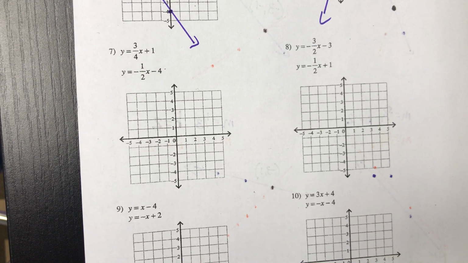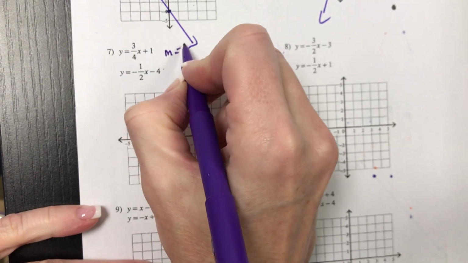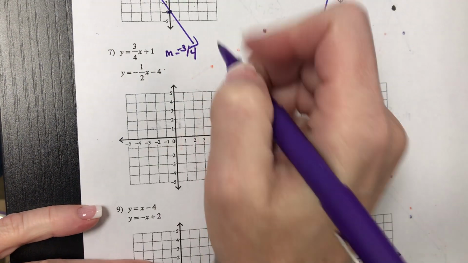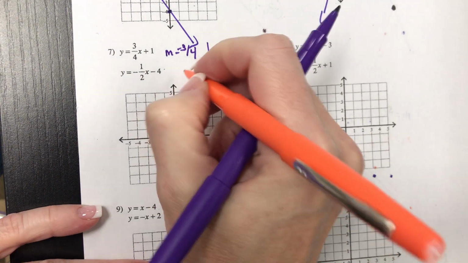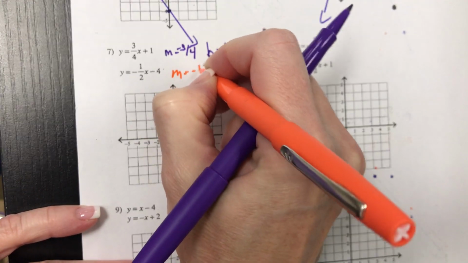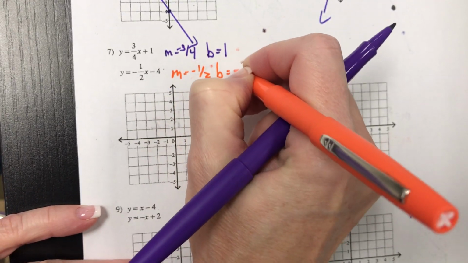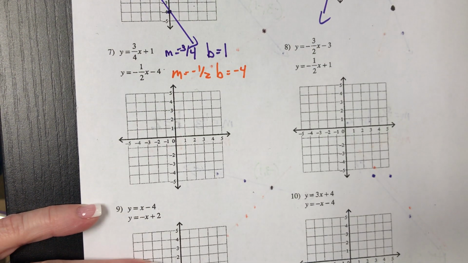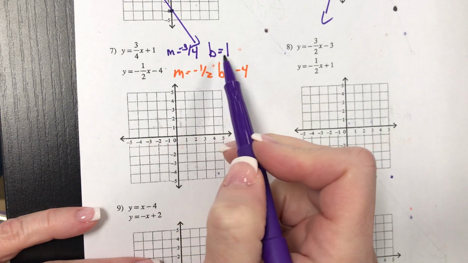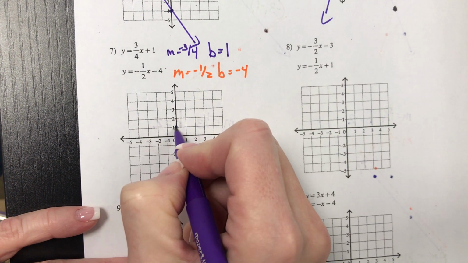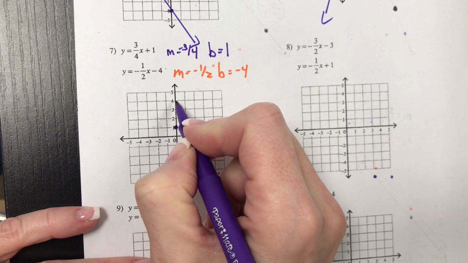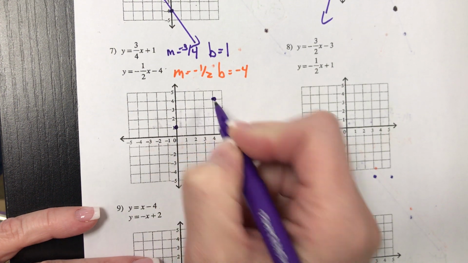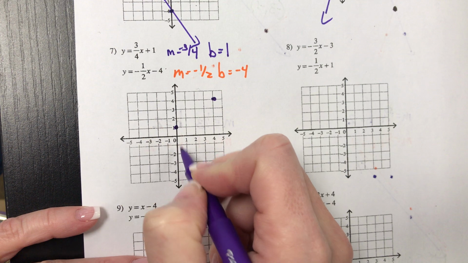All right. On number 7, I've got M is 3/4. And B is 1. Got M is -1/2 and B is -4. All right, so let's plot it. B is 1, M is 3/4, so up 3 over 4. I could go down 3 and over 4.